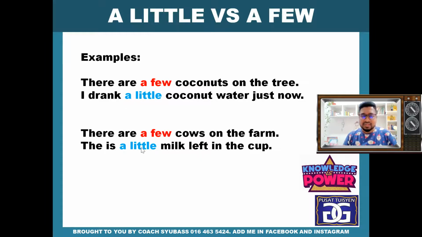Faham tak? Why use a little? Because it's milk. Milk is uncountable. Prove to me milk is uncountable. Bolehkah kita kira 1 milk, 2 milk, 3 milk? Tak boleh. Can we add an S? Jadi milks. Tak boleh juga. Jadi milk ialah uncountable, kita guna a little.